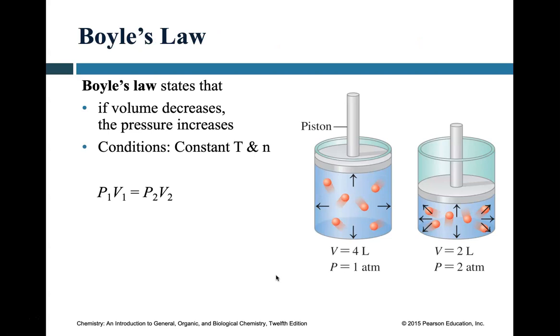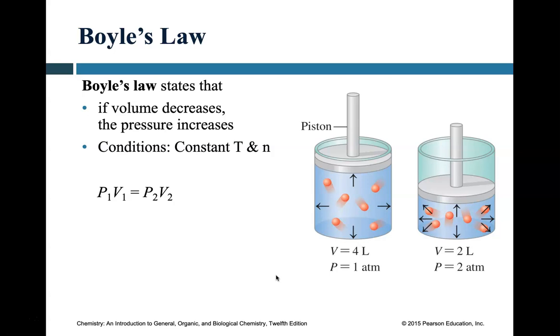Boyle's law states that if volume decreases, the pressure also increases. However, we need to make sure we set constraints because we have 4 variables: P, V, T, and N. For Boyle's law to be true, we have to hold 2 of them constant, and that will be temperature and the number of moles.